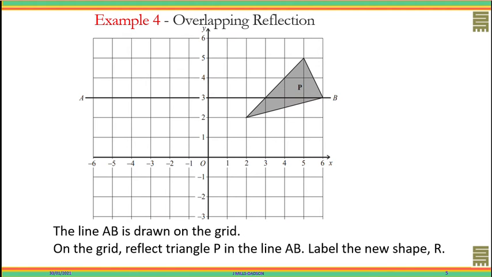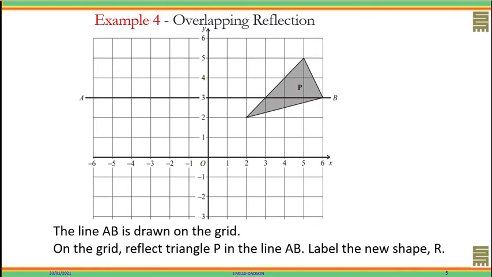Now the next example is what we call overlapping reflection. It's where we do reflection in both ways. That's where the mirror line actually goes through the object. So we have triangle P, and we're supposed to reflect triangle P in the mirror line AB. And you realize that the line AB goes through the triangle. So which means we're going to do an overlapping reflection.